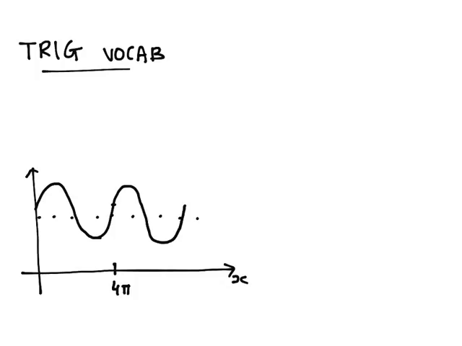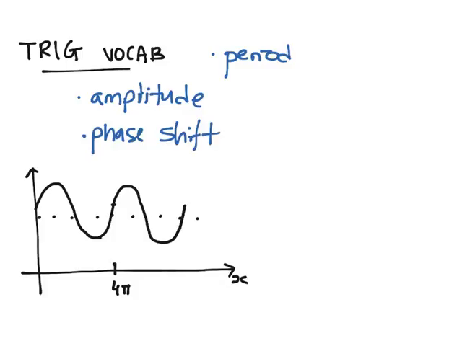The vocab we're going to be covering is the period of a function, the amplitude of a function, the phase shift of a function, and the vertical shift. Let's start with the period.